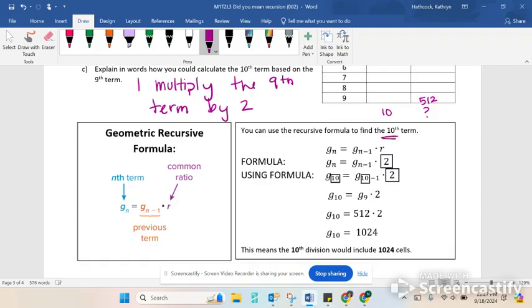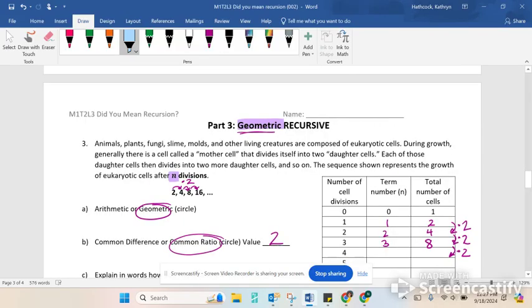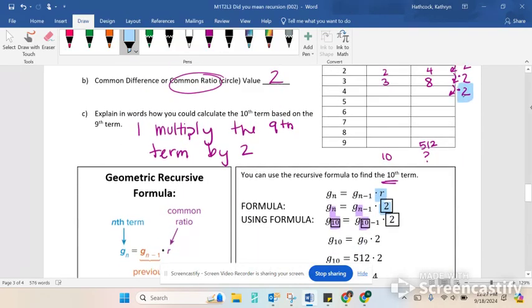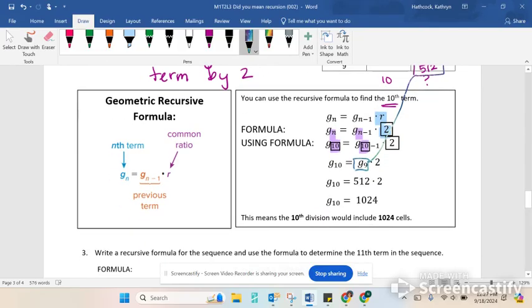So I have this 10th term. I can use my recursive formula to find the 10th term. So again, 10th is my n value, so I'm going to replace both of those n's with the number 10. And this 2, this 2 is my common ratio. This 2 right here is what I'm multiplying by each time. Just like before, this 512 is this G9 number. Why? Because it's the 9th term. So I have the 9th term, I plug it in right here, I multiply, and I get 1024.